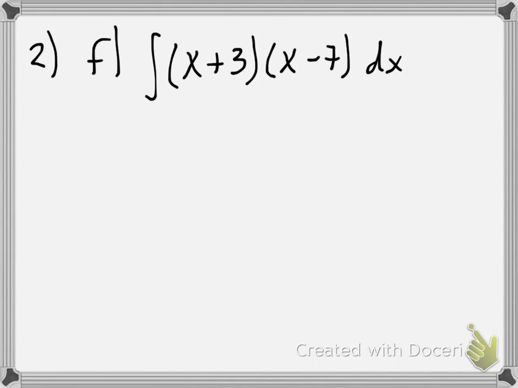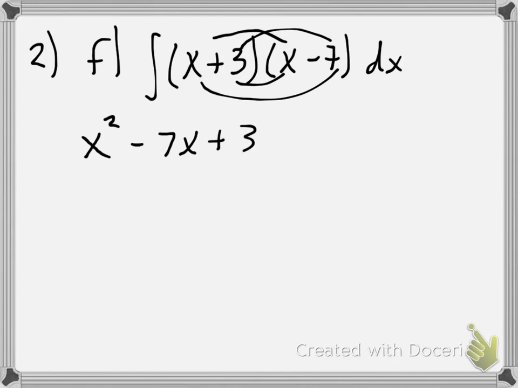Here we've got something that's already factored, but that actually makes it a little bit more complicated, because to use the power rule to differentiate this, we have to expand this multiplication. So expanding that, we get x squared minus 7x plus 3x minus 21. And that reduces to x squared minus 4x minus 21.